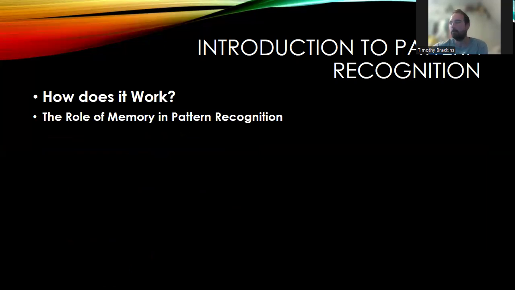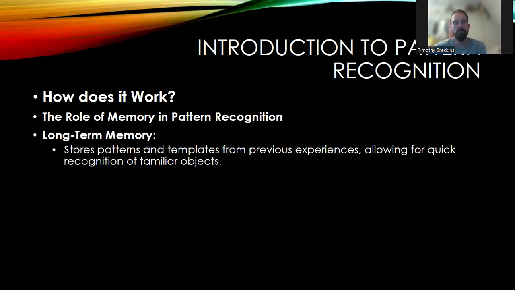And when we talk about how pattern recognition works, as I've noted earlier, and I keep trying to hint on in this class, the role of memory, how memory is critical in all that we do as well. And within pattern recognition, memory is a critical component. And then our long-term memory, so this is all the information that we have stored in our brains from all of our prior experiences, this allows for that really quick recognition of familiar objects.